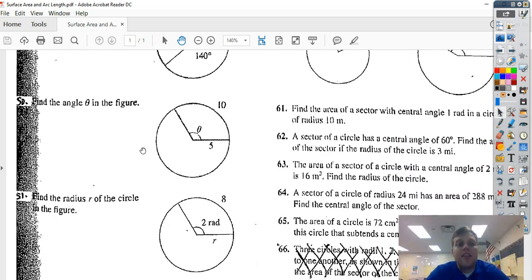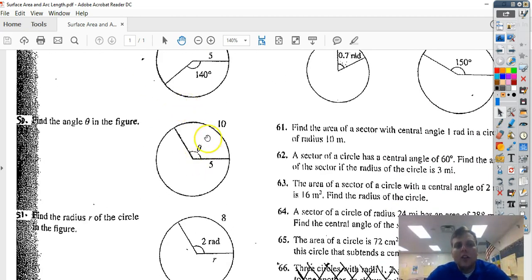It says find theta in the figure. Okay, so first off, y'all notice this time that they're looking for us to find theta. Alright, they have given us some information though, so let's look at the given information. We're given a radius 5, and we're given an arc length 10.